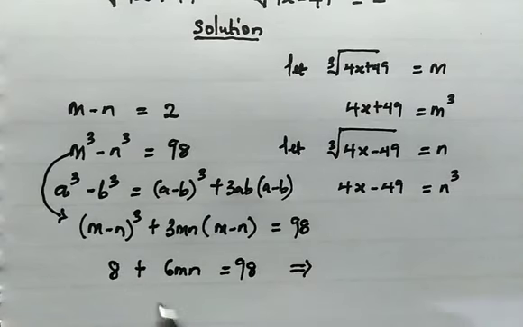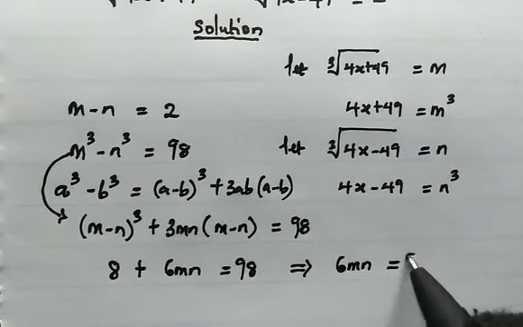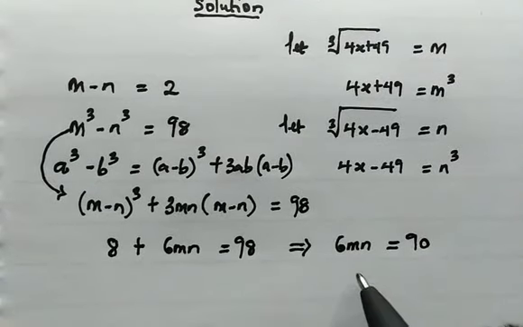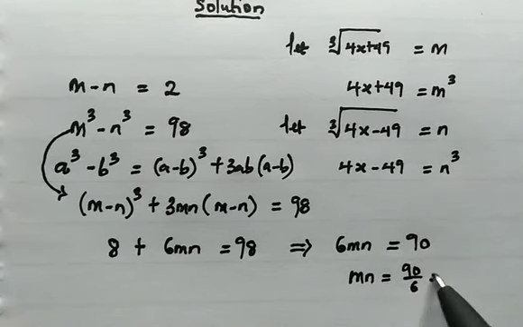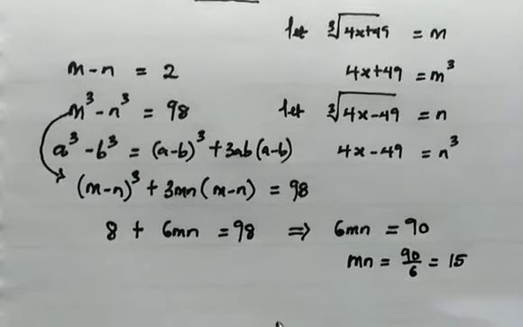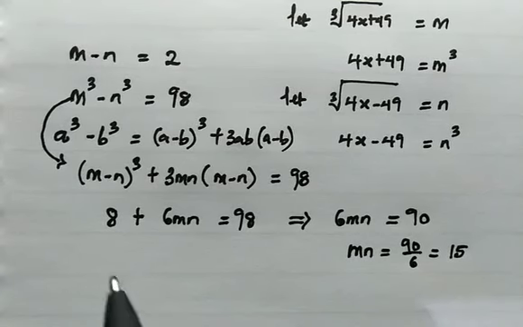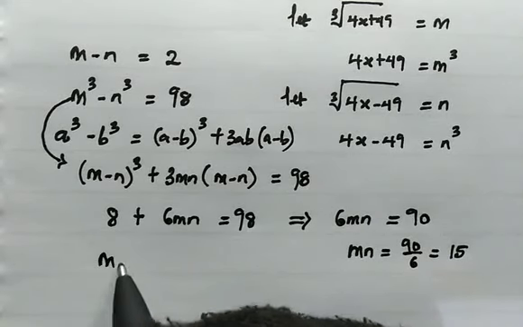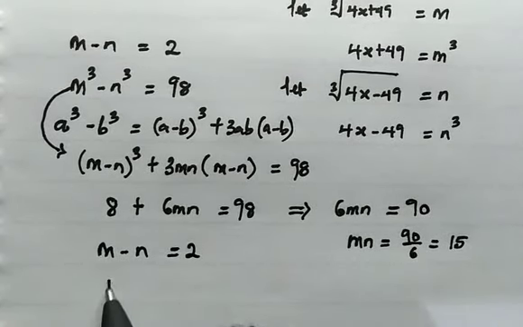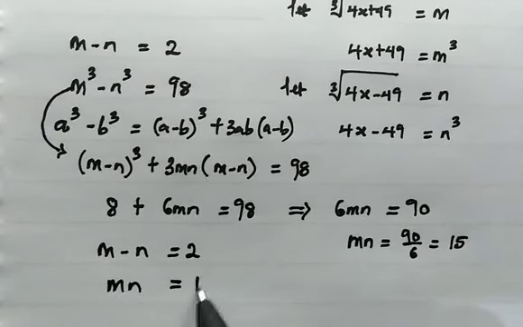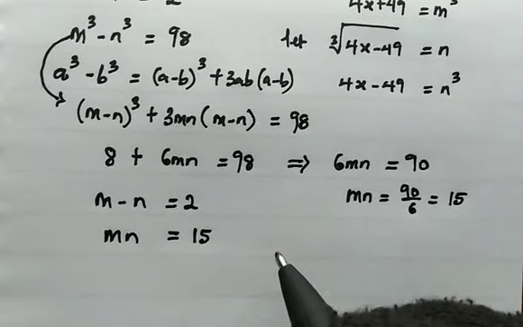So from here, subtract 8 from both sides, we get 6mn is equal to 98 minus 8, which is 90. Divide both sides by 6, we get mn is equal to 90 divided by 6, which is equal to 15, right? I think we have made the whole complicated equation simpler, right? So we have m minus n equals 2, and we have m times n equals 15.